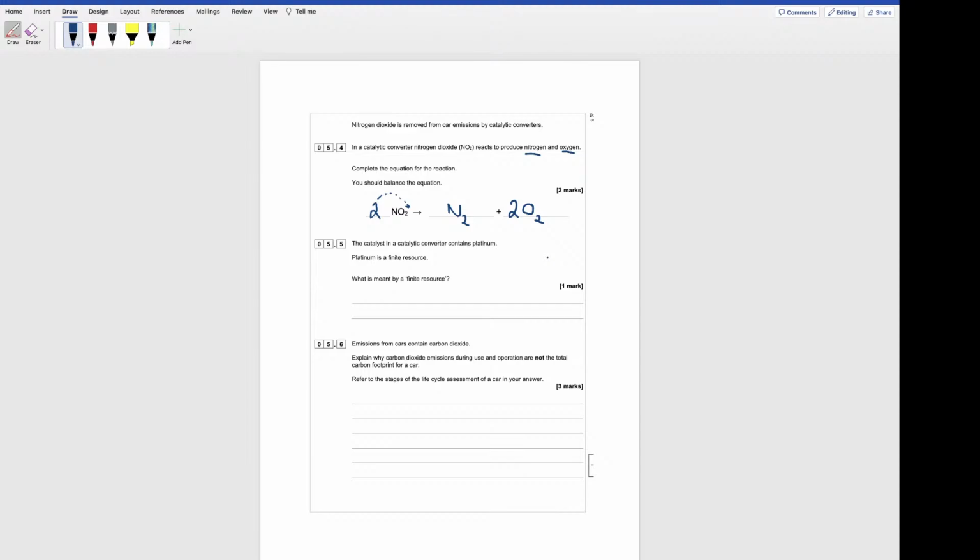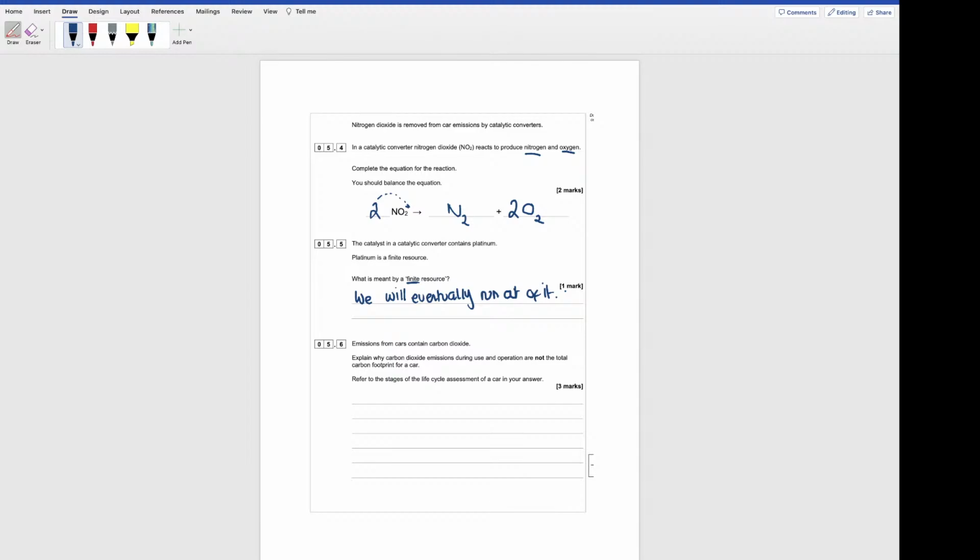Question 5.5 says the catalyst in a catalytic converter contains platinum. Platinum is a finite resource. What is meant by finite? Well, we covered this actually when we looked at copper, but it wasn't a question. Finite means it will run out. We will eventually run out of it. Question 5.6, it says emissions from cars contain carbon dioxide. Oh, sorry, just a quick message on 4.6. I'll finish this question, then I'll go back up to 4.6 and just explain it.